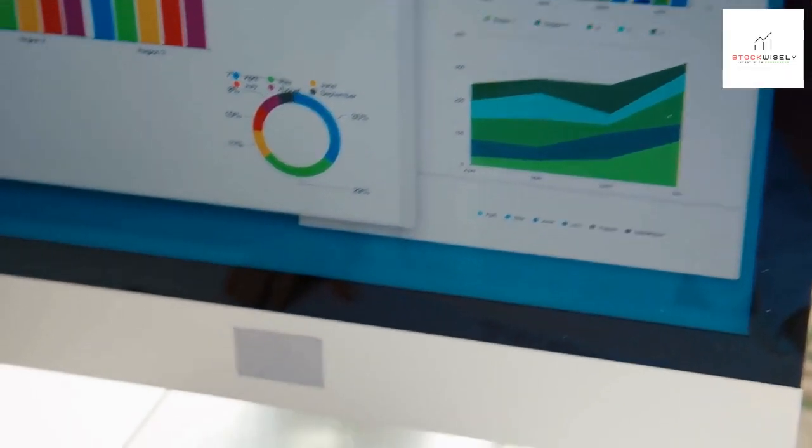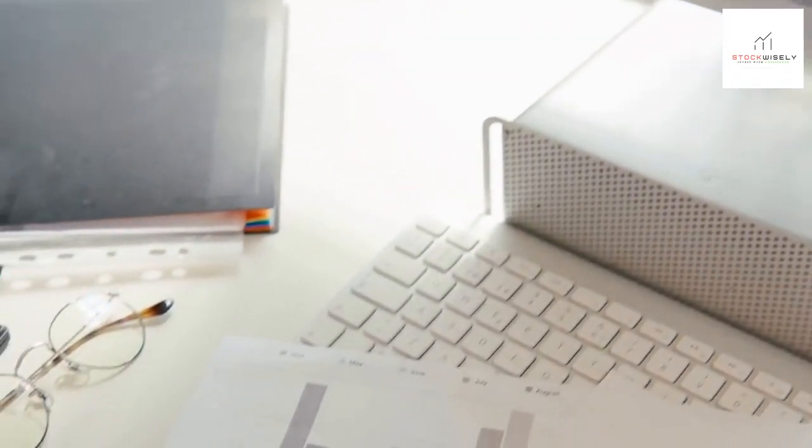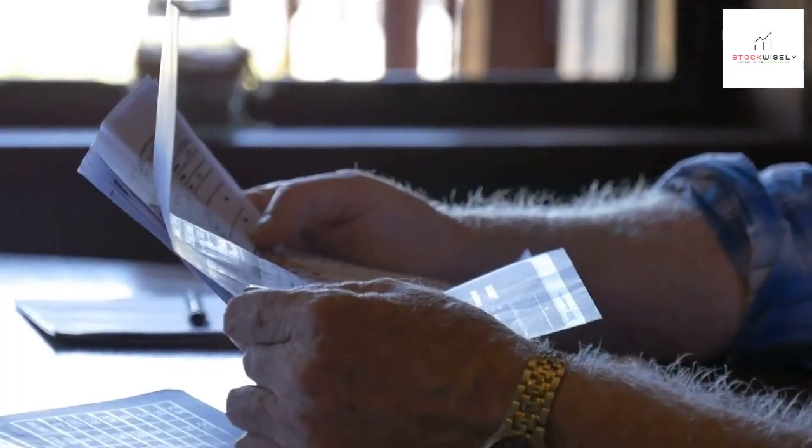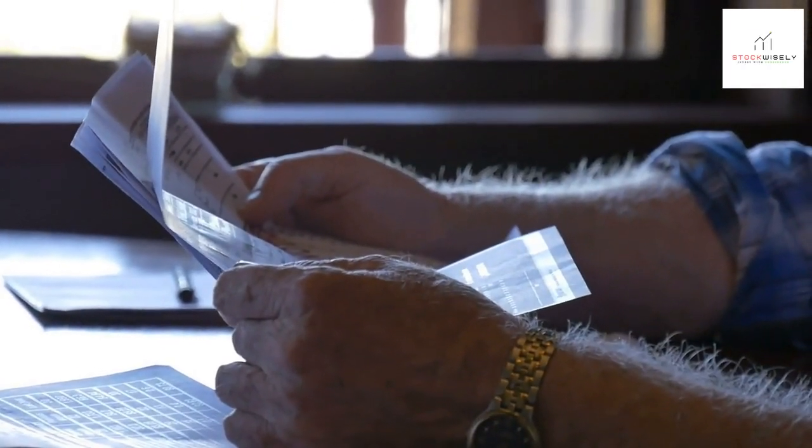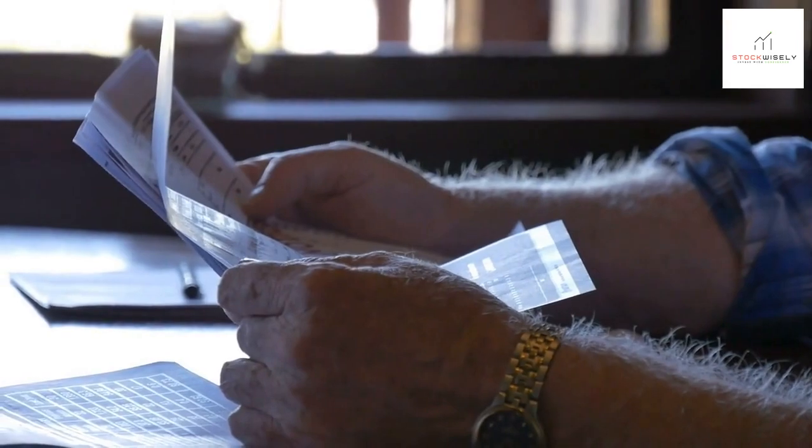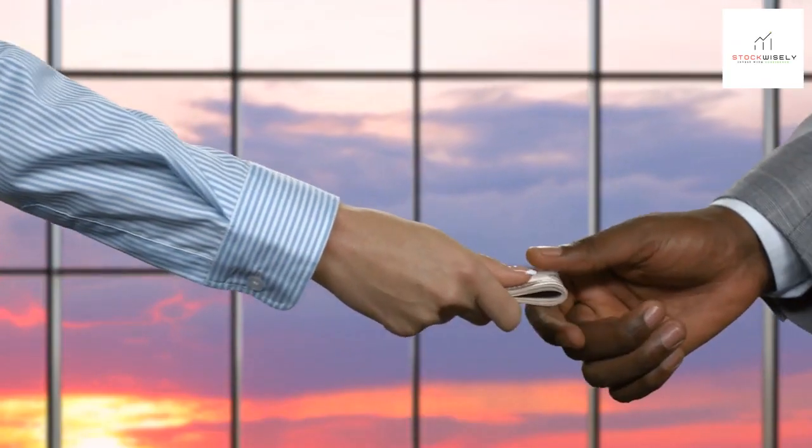When analyzing a balance sheet, it's important to look at the company's liquidity and solvency. Liquidity refers to a company's ability to meet its short-term obligations, such as paying its bills and debts. Solvency refers to a company's ability to meet its long-term obligations, such as paying off its long-term debts.